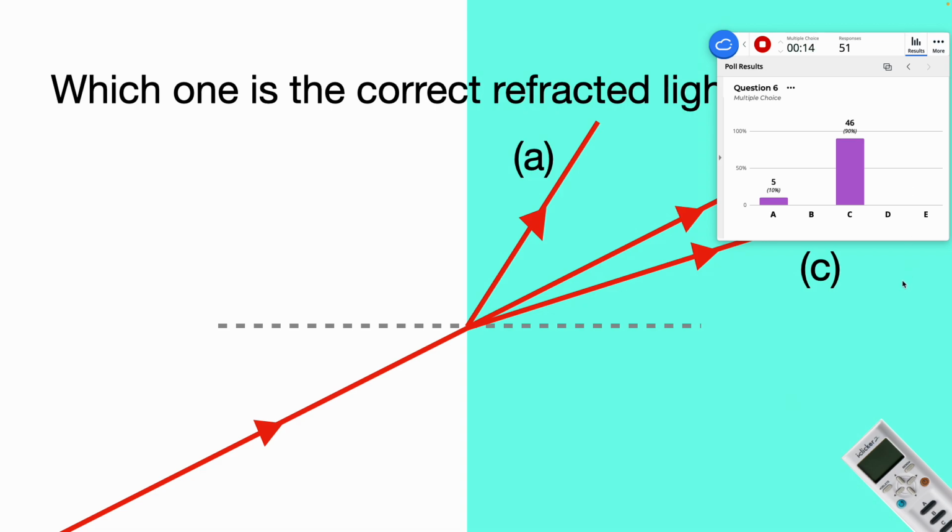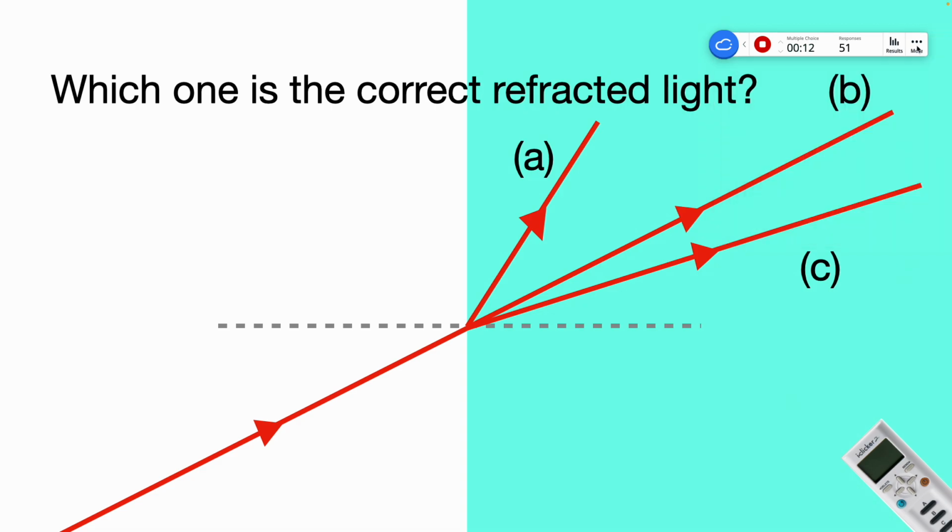All right, pretty good. Indeed, when you go from fast to slow, you bend toward the normal line. Line B is a line which the light just goes in a straight line. So compared to the straight one, you have to get closer to the normal line, as you can see. So the answer is C. Okay.